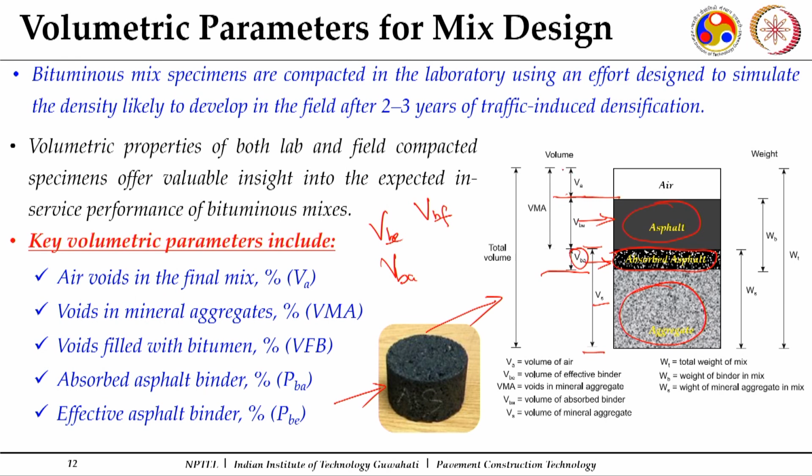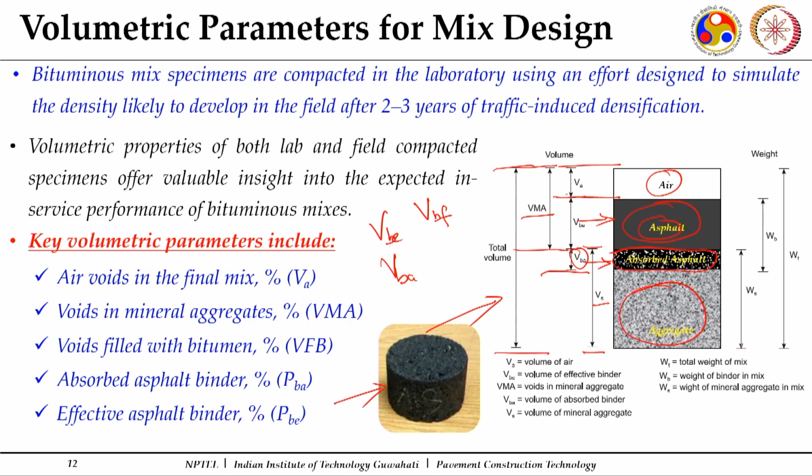And what is there on the top? It is your air. Now, another important parameter here is voids in mineral aggregates, VMA. This is when the aggregates are packed, the space which is available in that compacted specimen for the free asphalt and the air. This forms your voids in the mineral aggregates, because there you have your free asphalt as well as your air. Now, this makes your total volume. This is the bulk volume of your mix.